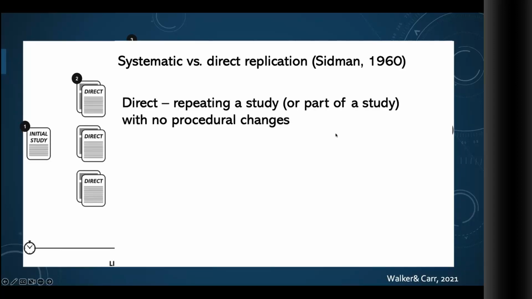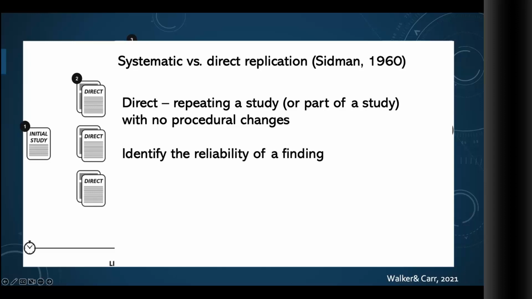Direct replication is generally when you have an initial study with specific independent and dependent variables, and then you're directly replicating that study, or part of the study, with no significant procedural changes. So really, I just want to show, okay, Jacobs in 2022 did this study. I'm literally going to take that study and do the same thing and then see if I get the same effects as Jacobs had in 2022. That's what we consider direct replication.